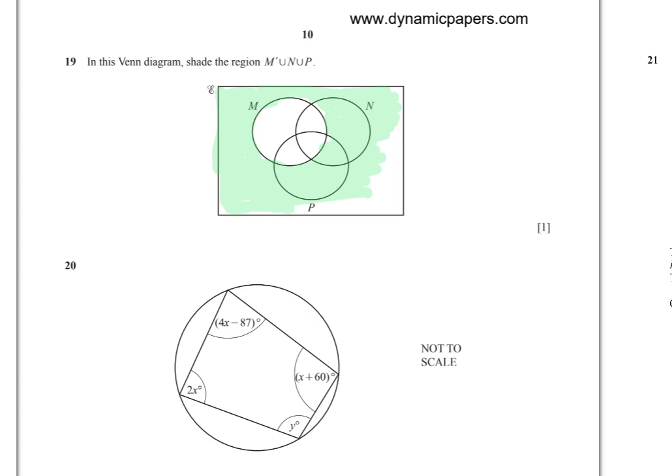This is the region around M. This is not M. Now it is all N, so we need to add this region. It is all B, so we need to add this region. So this is the answer.